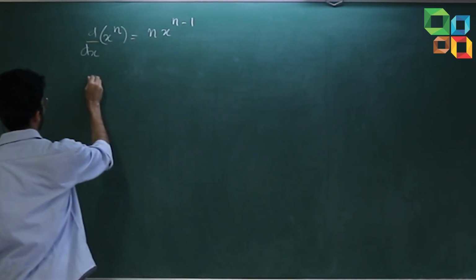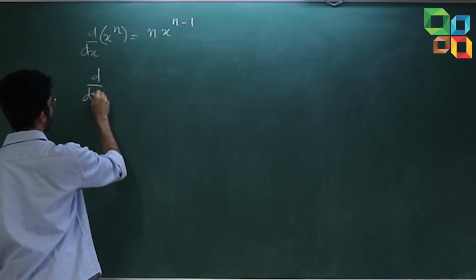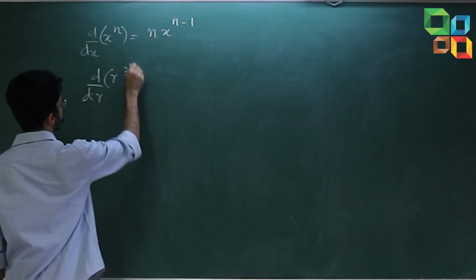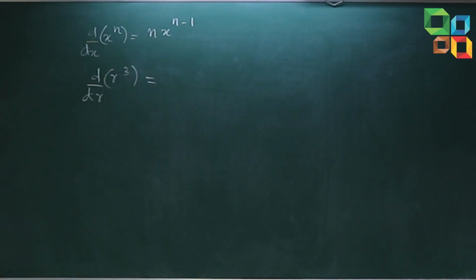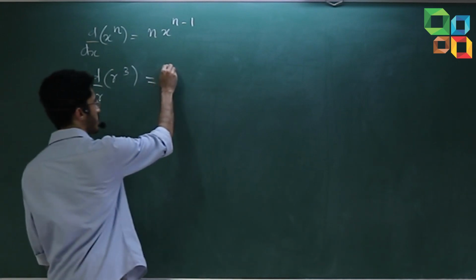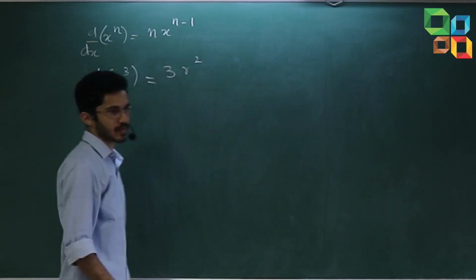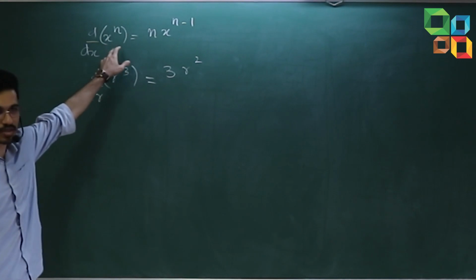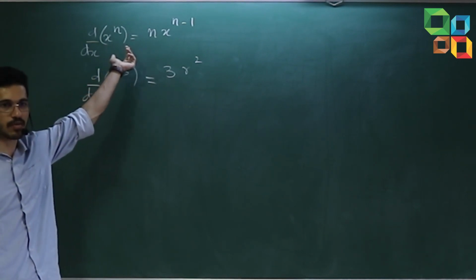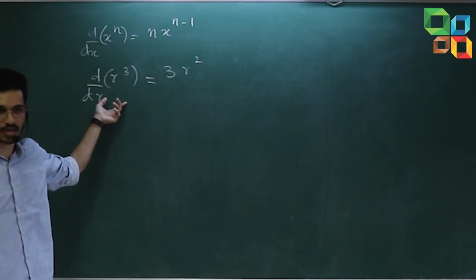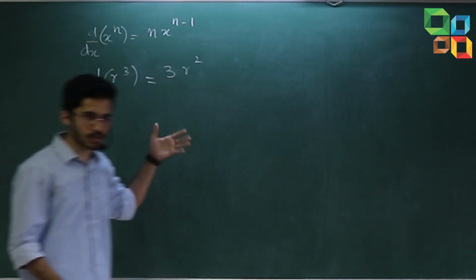So what is d by dr of r cube? It is 3r square using this formula. See, the thing is, x is just a variable. The name of the variable is not important. Even if I call it r, it still works. So we saw that in some problems.